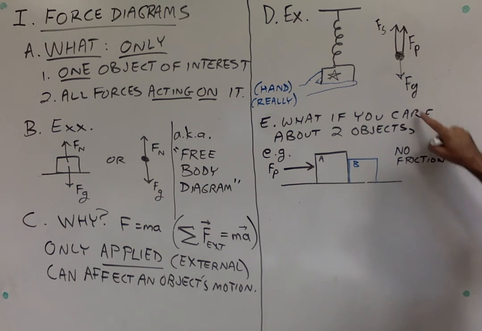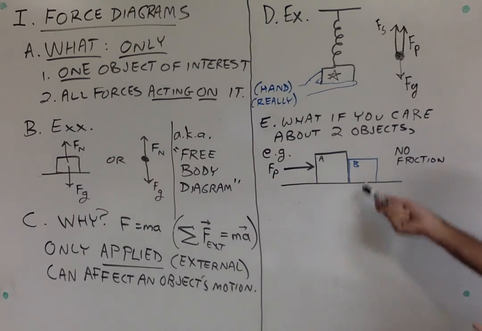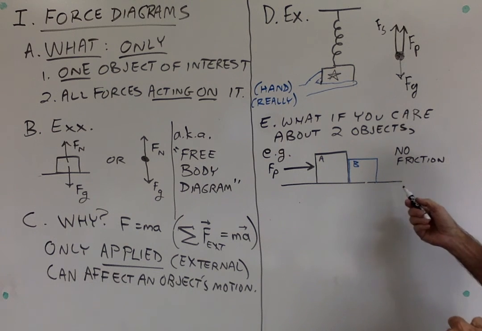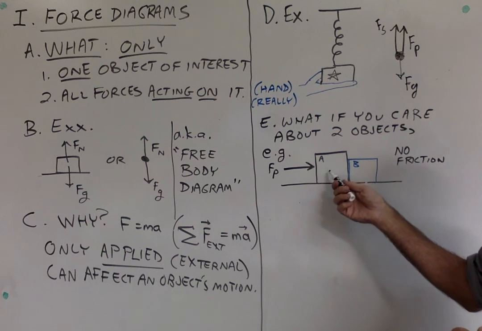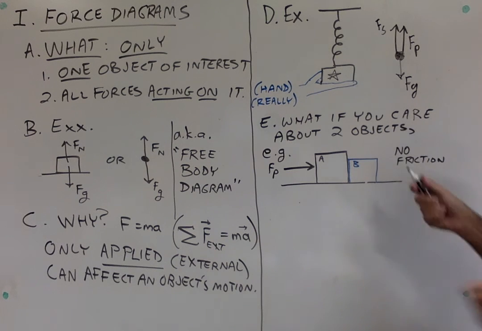Okay, final note here. What if you care about two objects? What if there are two objects of interest? And here's an example problem straight out of the big packet of force diagrams. Same kind of problem could be on an AP test. We have two boxes on a smooth floor so friction can be ignored, and a rightward pushing force is applied to box A. Someone's got their hand on box A and they're pushing on it. Draw a force diagram for A and a force diagram for B.